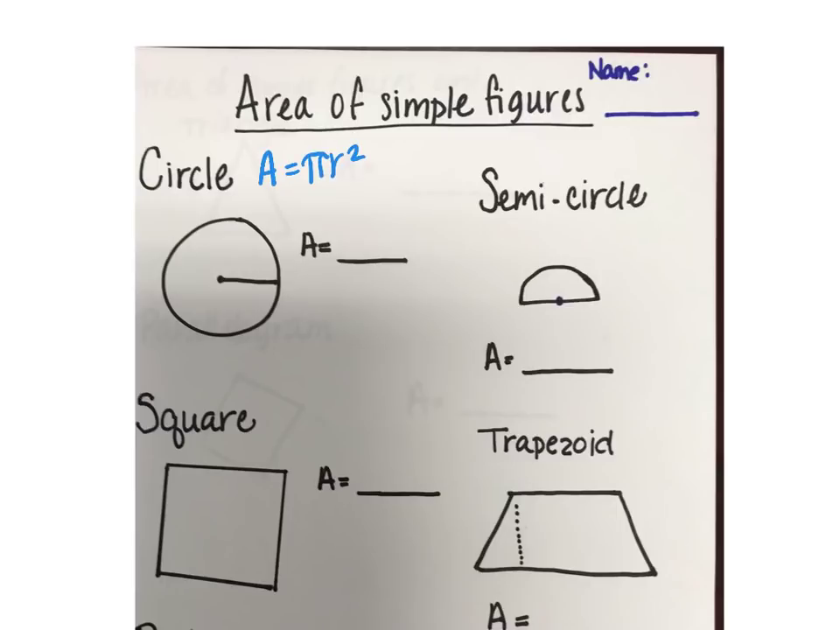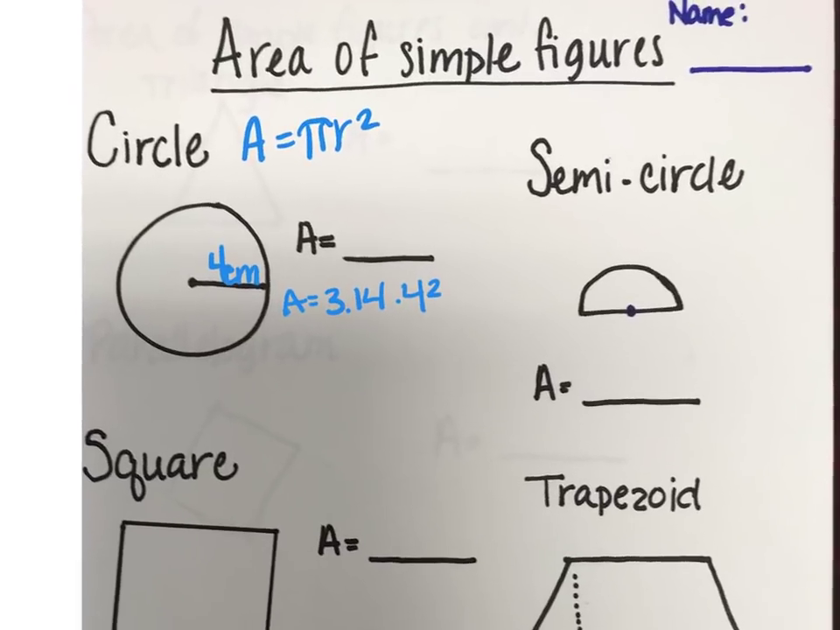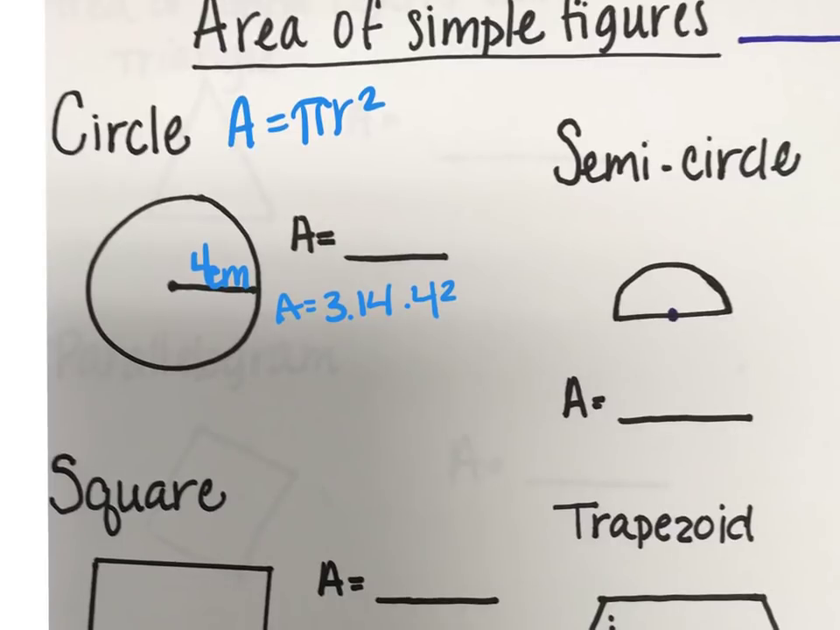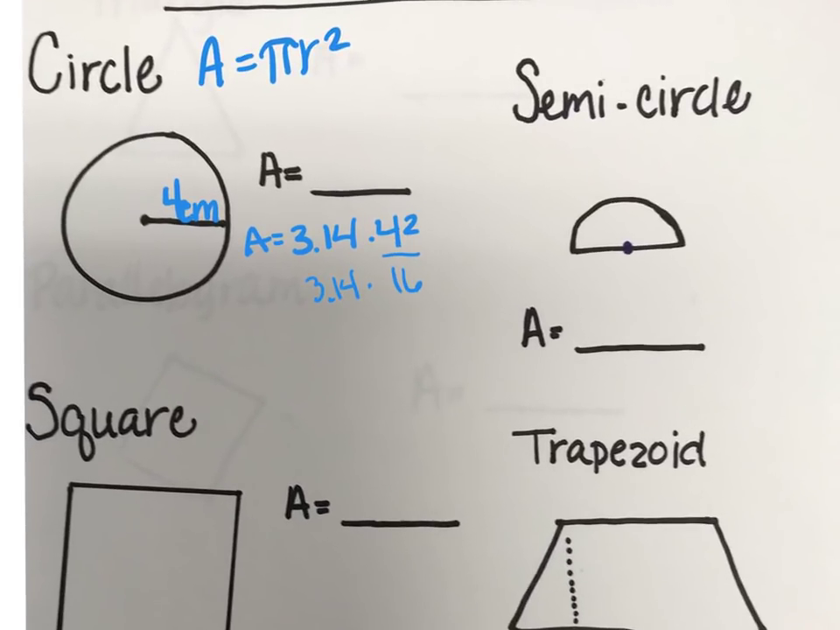So if this circle has a radius of 4 centimeters, we would plug that into the formula, and we would say area equals 3.14 times 4 squared. Okay, so how does that work out? You would make sure you do your order of operations first, which is 4 squared, which is 16. So 3.14 times 16. Okay, so that being said, you're going to multiply those together.